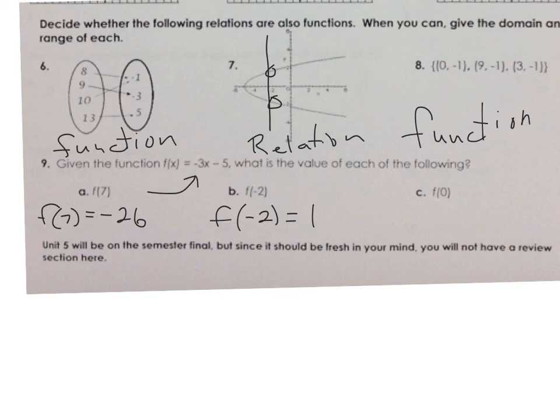Letter C on number 9, we would plug in 0, so the function when x is 0, -3 times nothing is nothing, minus 5 would be -5. That concludes the semester 1 review.